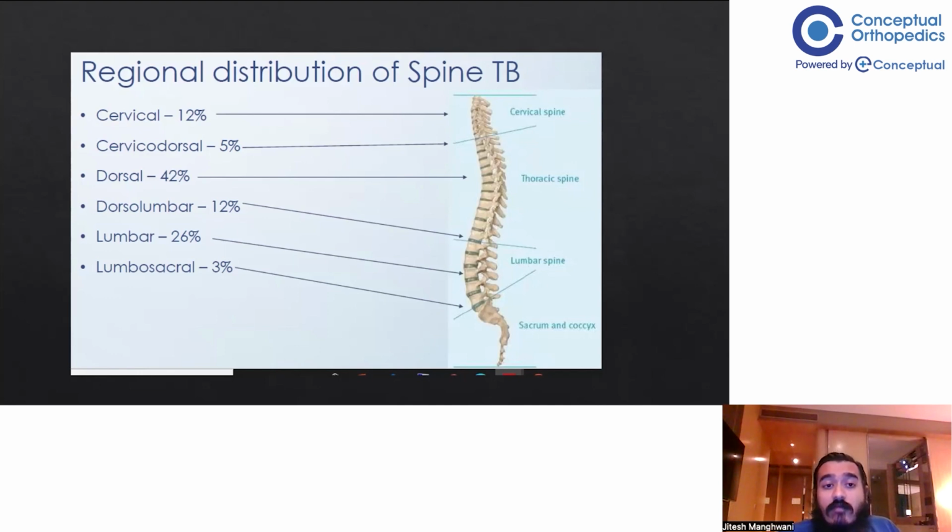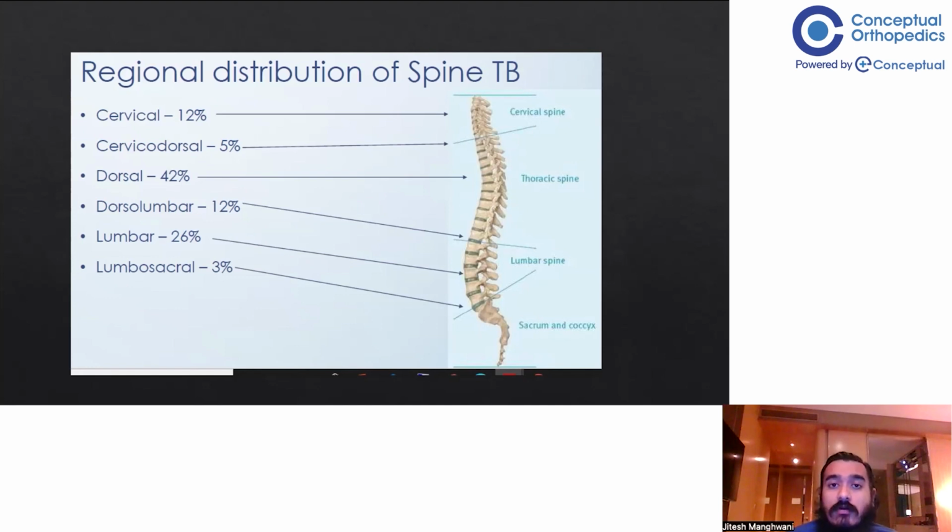12% of cases have infection in the cervical and the dorsolumbar spine. 5% of the cases have junctional involvement at the cervicodorsal, and 3% have involvement at the lumbosacral area. So the most common is dorsal, and junctional-wise, dorsolumbar is more common as compared to cervicodorsal.